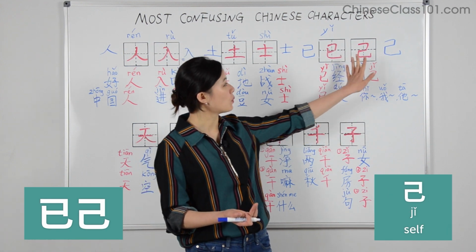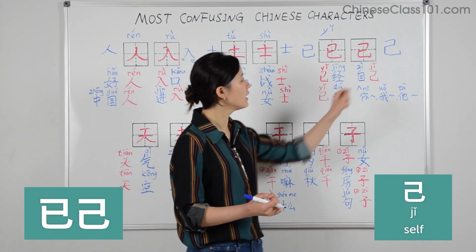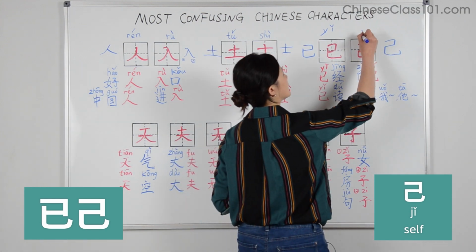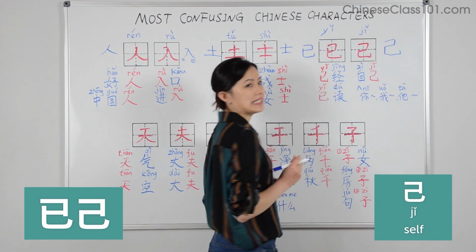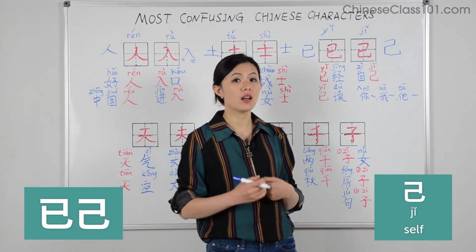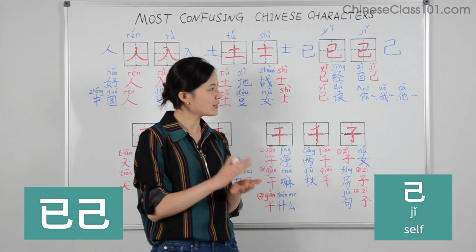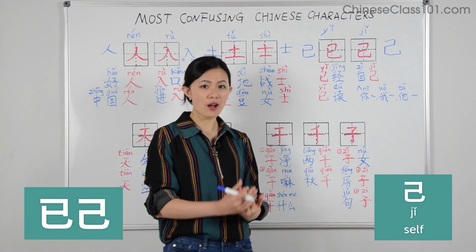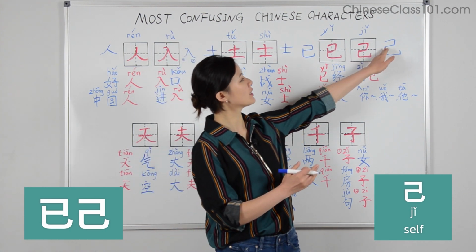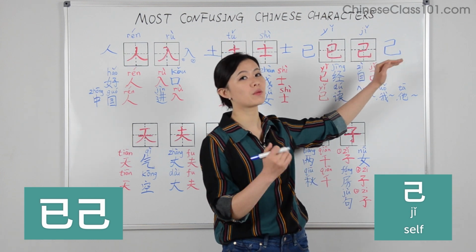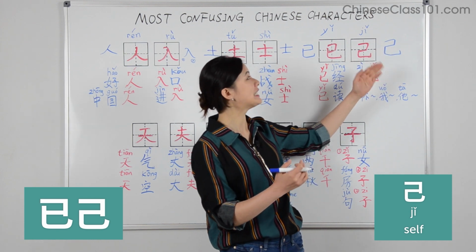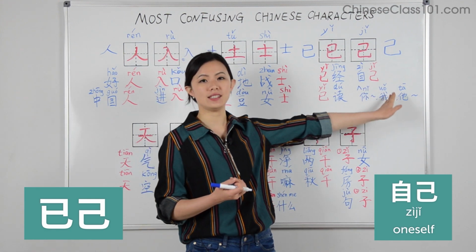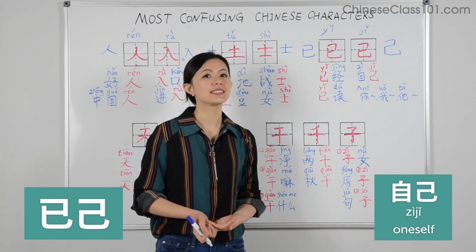Alright, the one on the right with a shorter last stroke is pronounced as 己. 己 means self. Well, you can think of this Hanzi as if you are telling yourself not to go beyond the lower horizontal line when you write this character, 己, self. And we often say 自己, oneself, 自己.